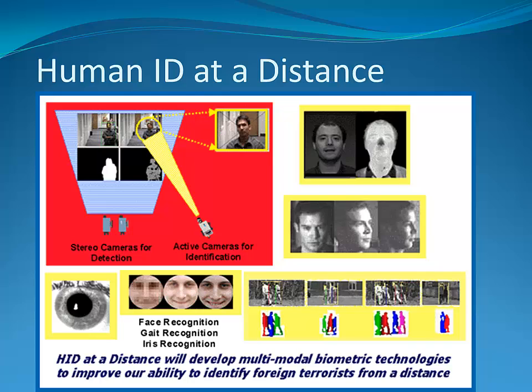So this slide does a little bit of explaining the human ID at a distance, and we saw a little bit of an example of this in the recent efforts to catch the bombers at the Boston Marathon. Not entirely successful, but aided by the fact that not only did they have security camera data, but also people's photographs from mobile telephones and so forth.